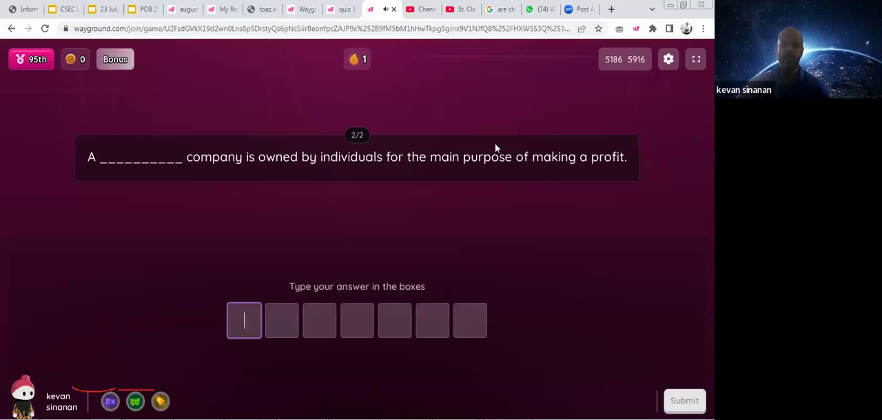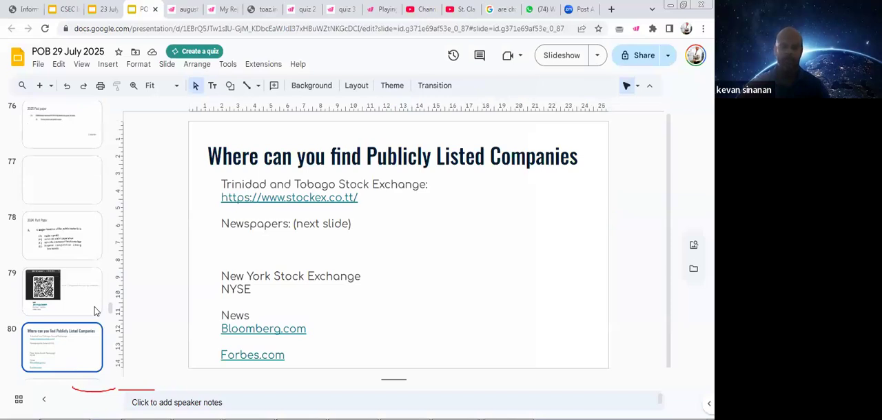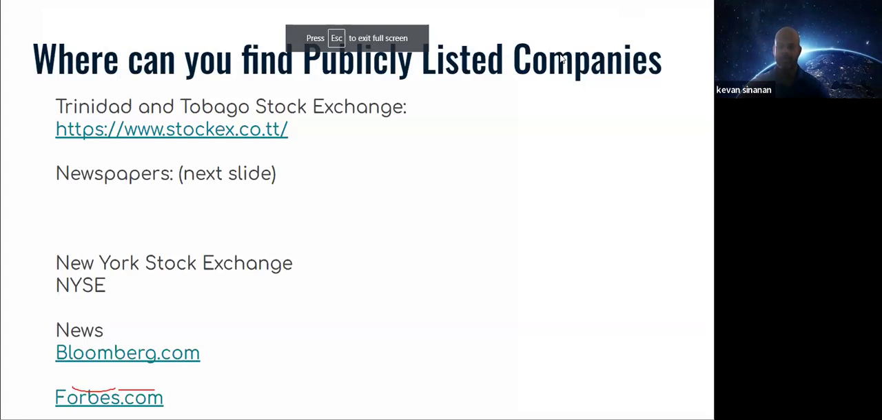The second question is, a blank company is owned by individuals for the main purpose of making a profit. So what company would that be? That would be a private company, right? Private company, we got that. Good. Excellent. Easy stuff, right? Great job to those of you who got all correct on that quiz. Private. Awesome. Option two.